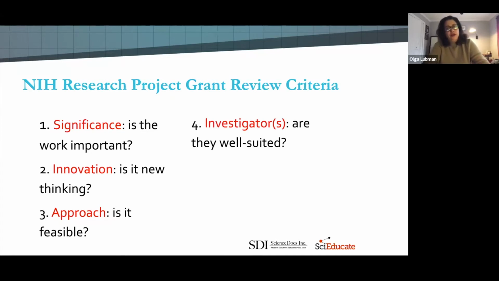The fourth is investigator. So here I cannot overemphasize how important it is that the expertise and the team you put together is actually suited to do the work that you're proposing to do. So here, your expertise and the letters of collaboration that will go together with your proposal are really important.